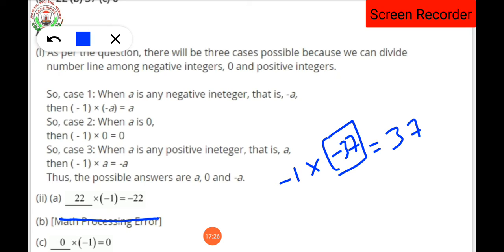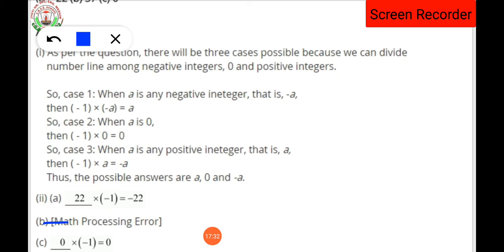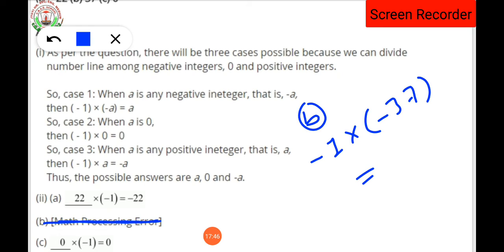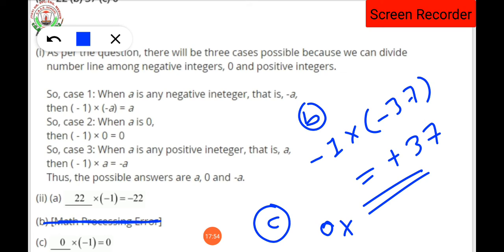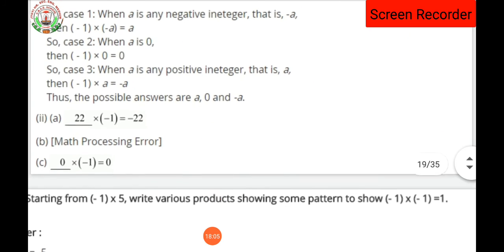Here, in the place of the error, what you have to do is write the answer in place of the B part. Please note down the answer as: when minus 1 will be multiplied with minus 37 we get the answer plus 37. This will be the answer for the B part. In the same way, for the C part, when 0 will be multiplied with minus 1, we will get the answer 0. Clear everyone? So for the B part, you have to write the answer which is shown on the screen. Clear? Next.